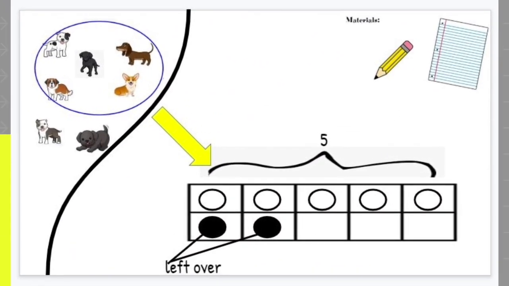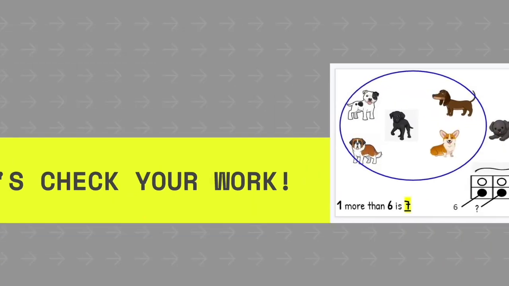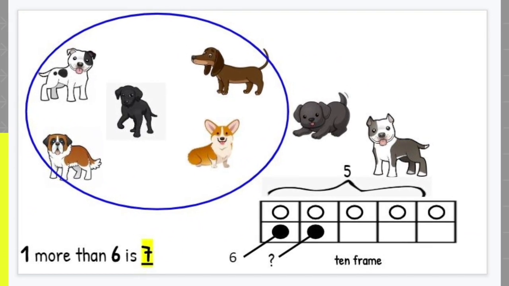Let's check. Take a closer look. Okay, again, we're showing our group of 5 puppies with just the blank circles. They're not colored in. We have 5 puppies, and then outside of our circle, we've got 2 left over, and we're showing that they're the leftovers by filling in those circles to stay organized. Let's check your work. Did you say 7? 1 more than 6 is 7. So we had 5 and 6, and then another puppy came to play, so we had 7.